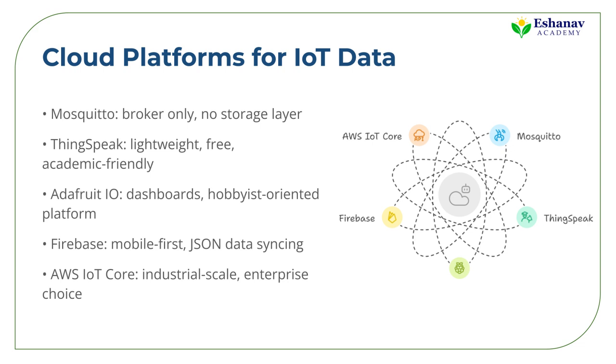Mosquitto isn't a storage system at all, just a broker, so it's best when paired with local logging. ThingSpeak is lightweight, free, and perfect for academic projects or quick proofs of concept. Adafruit.io offers beautiful dashboards and is hobbyist-friendly. Firebase excels when your IoT project needs tight integration with mobile apps. AWS IoT Core is the heavyweight, excellent for industrial projects but overkill for small prototypes. This table isn't about memorizing features, it's about training your mind to match the tool to the project. Think of it as a decision map: lightweight demo, go ThingSpeak; hobby dashboard, Adafruit; production, AWS.